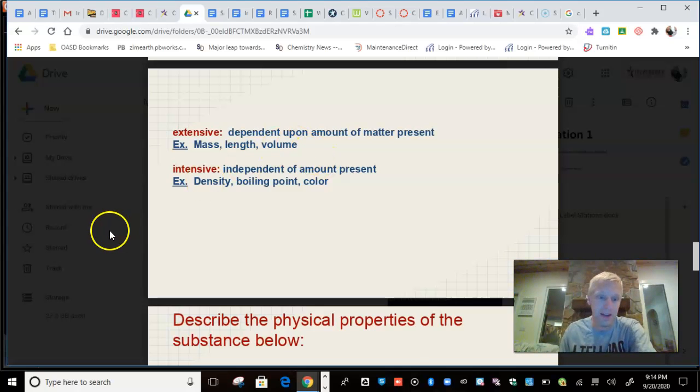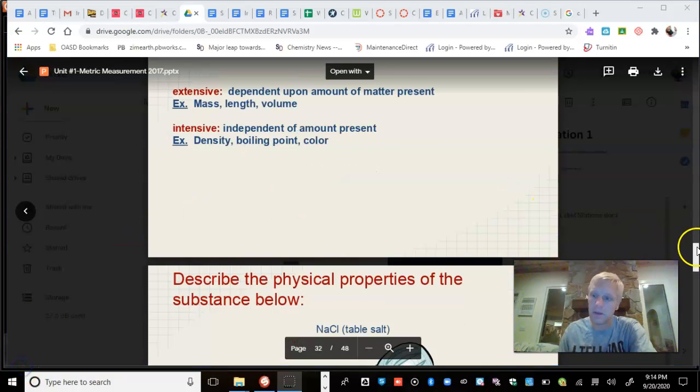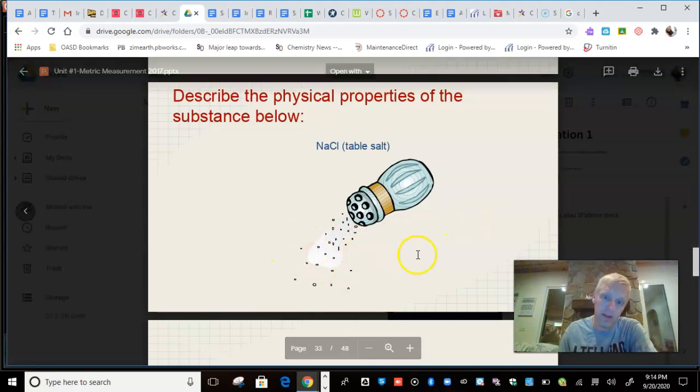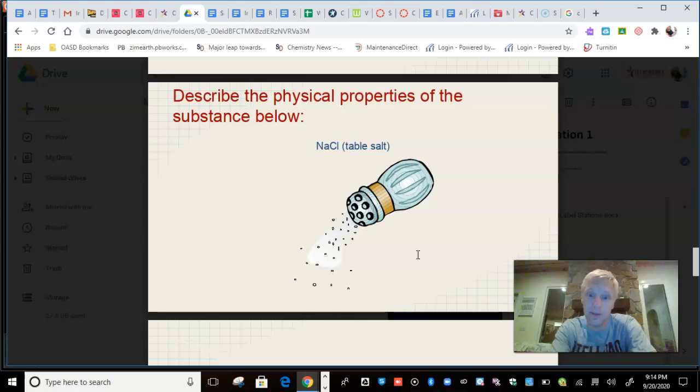We're going to move on to the next. All right, moving down on this. We have described the physical properties of table salt. Table salt looks white. That's its color. That would be intensive. It's got a specific density. I'd have to look that up for sodium chloride. That would also be intensive, independent of the amount of matter.